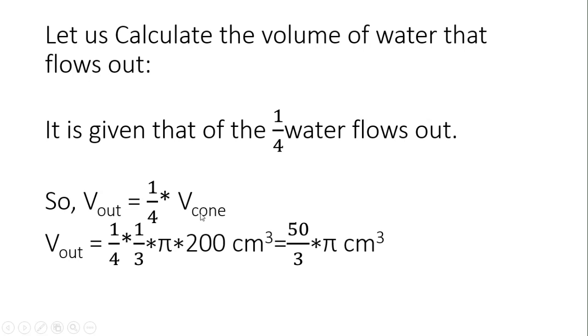Why are we substituting the volume of the cone? Because the water is filled up to the rim of the cone. As the water is filled up to the rim of the cone, we can take the volume of the water as volume of the cone. Here this point should be clear. Okay, so the volume that flows out is equal to 1 by 4th of the volume of the cone.